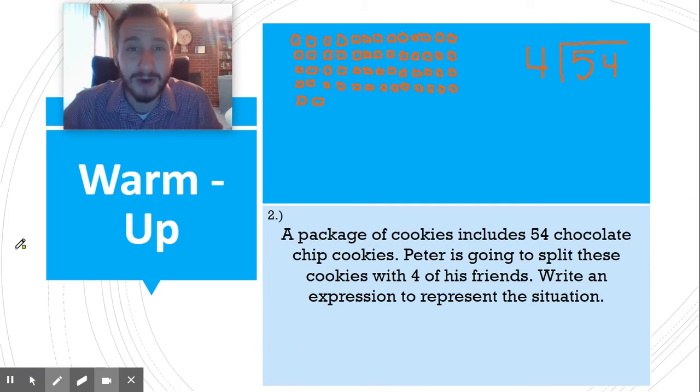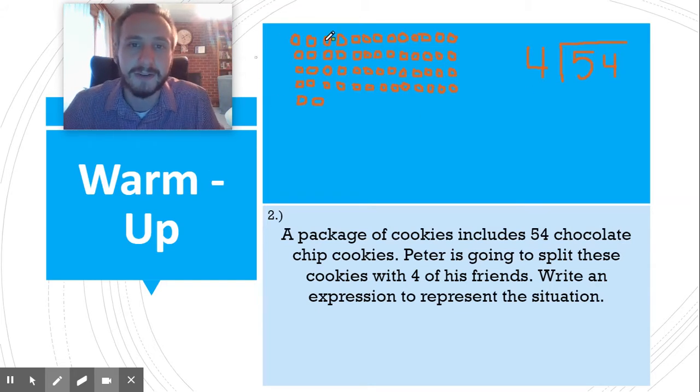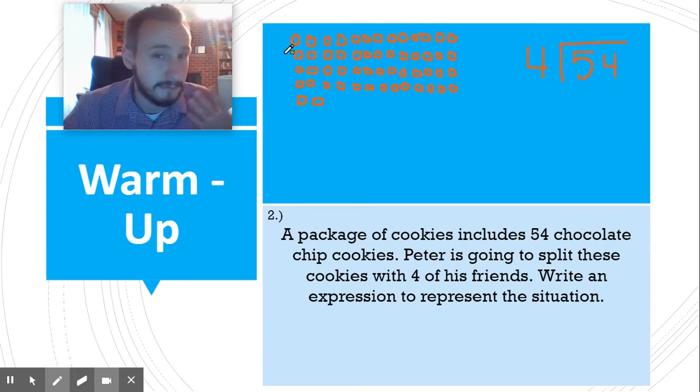Okay, so in this problem, it's talking about 54 cookies and 4 friends. And what I'm asking is, how can we make it even so that his 4 friends can get the same amount of cookies, right? Because we want to be fair. So I drew a diagram, right? I made 54 chocolate chip cookies here, all right? So we could solve the problem by splitting them up 4 ways evenly, seeing what we get.